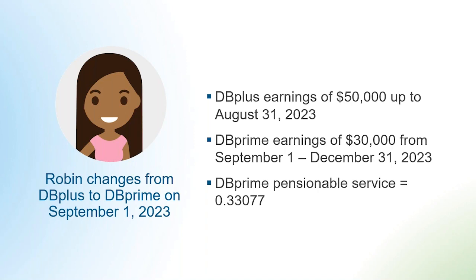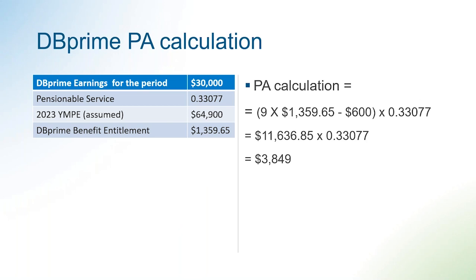Let's look at an example. This is Robin. Robin changes plan designs from DB plus to DB prime on September 1st, 2023. The member's DB plus earnings are $50,000 and DB prime earnings are $30,000. The DB prime pensionable service is 0.33077. The DB prime PA calculation follows the current formula, and the PA is $3,849.